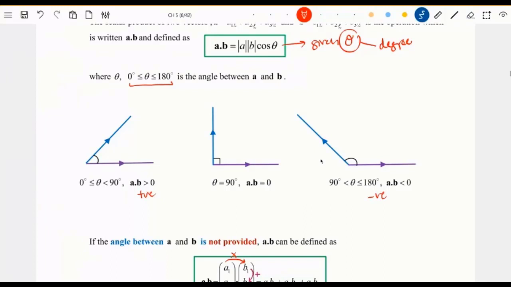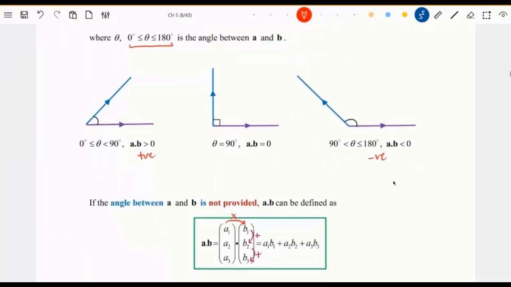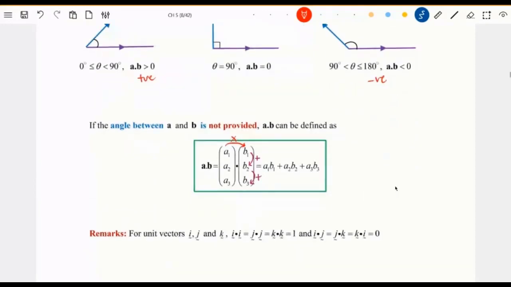Okay. Alright, so kalau soalan tidak beri angle, the angle is not provided. So you have to use this pattern. So kita akan darabkan dua kolom. So darab I dengan I tambah darab J dengan J tambah darab K dengan K. So we can have A1 B1 plus A2 B2 plus A3 B3. So jawapan akhir no more I, no more J, no more K.